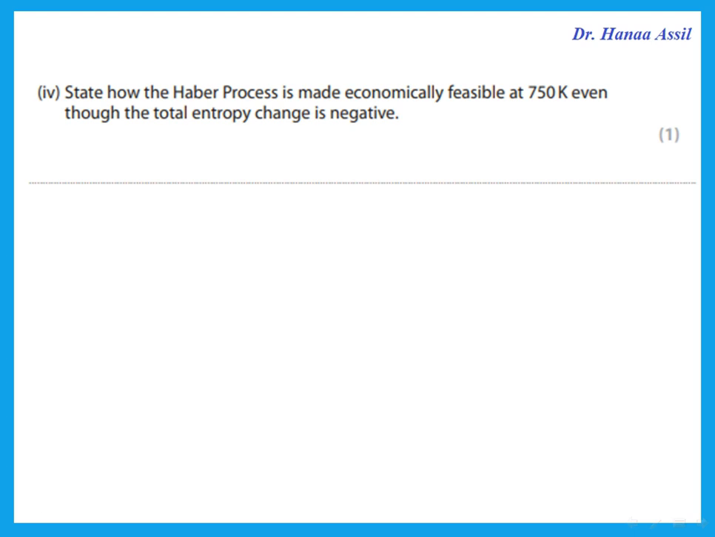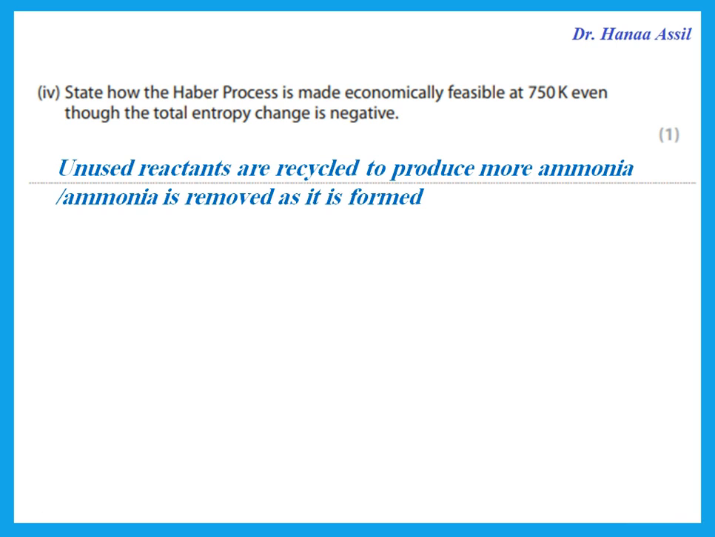Are we following? State how the Haber process is made economically feasible. So we realize that at very high temperature, it is not really feasible, but what we do is the unused reactants are recycled to produce more ammonia, and the ammonia is removed as it is formed.